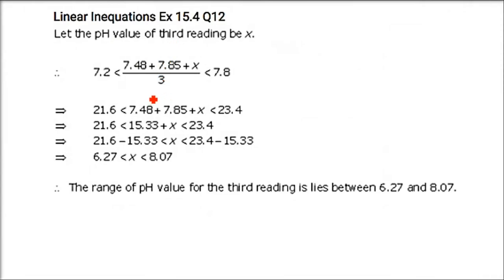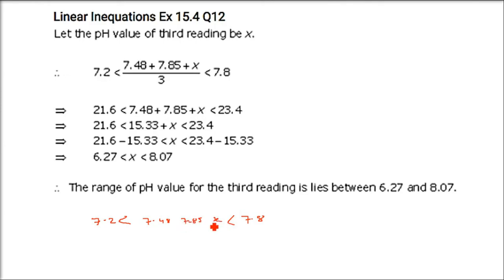The water acidity in a pool is considered normal when the average pH reading of 3 daily measurements is between 7.2 and 7.8. These are the limiting factors. If the pH is between these, the water acidity is considered normal. So the first two pH readings are 7.48 and 7.85. Find the range of pH value of the third reading that will result in the acidity level being normal.